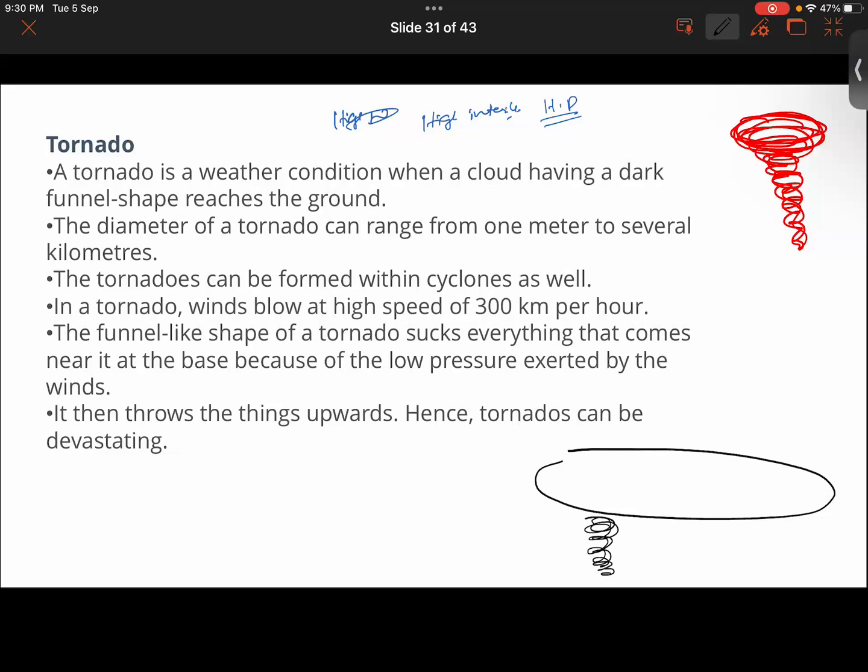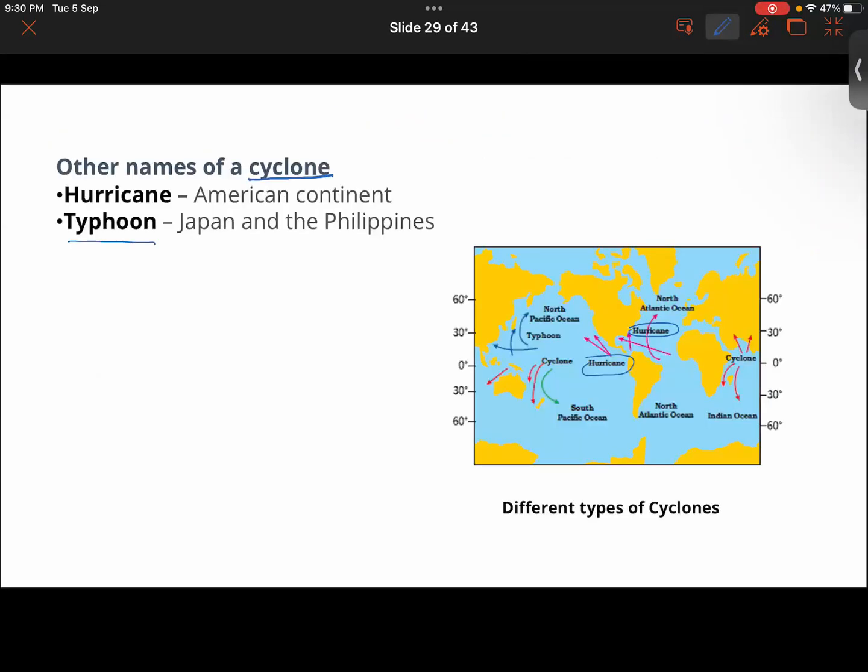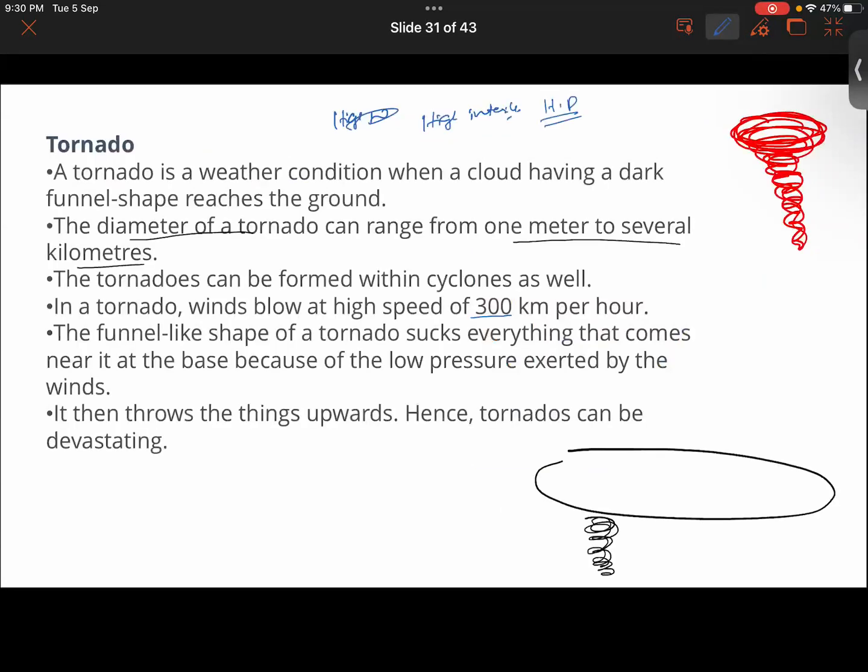So in a tornado, you see the diameter of a tornado can range from 1 meter to several kilometers. It could be a small one or can be a bigger one as well. Okay. And it can be formed within cyclones as well. The wind here, the speed at which it is blowing, is 300 kilometers per hour. While in the case of cyclone, what was the speed of the wind? It was around 150 to 250 kilometers per hour. Getting it now? Yes, sir.